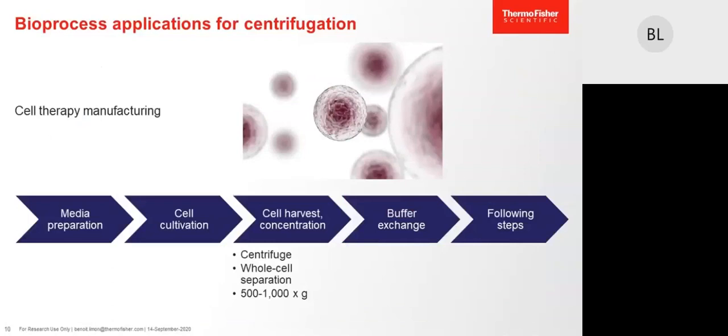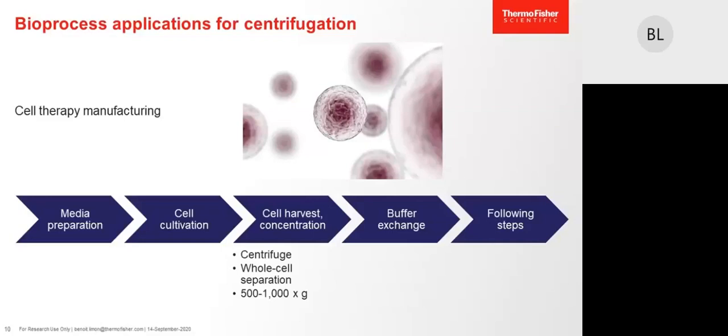The next slides show some typical application workflows for bioprocess using the centrifuge at different steps. This is the example of cell therapy manufacturing. In this case, the cells are collected from a patient. They are mixed with some media for cultivation, and they are harvested and concentrated using a centrifuge.